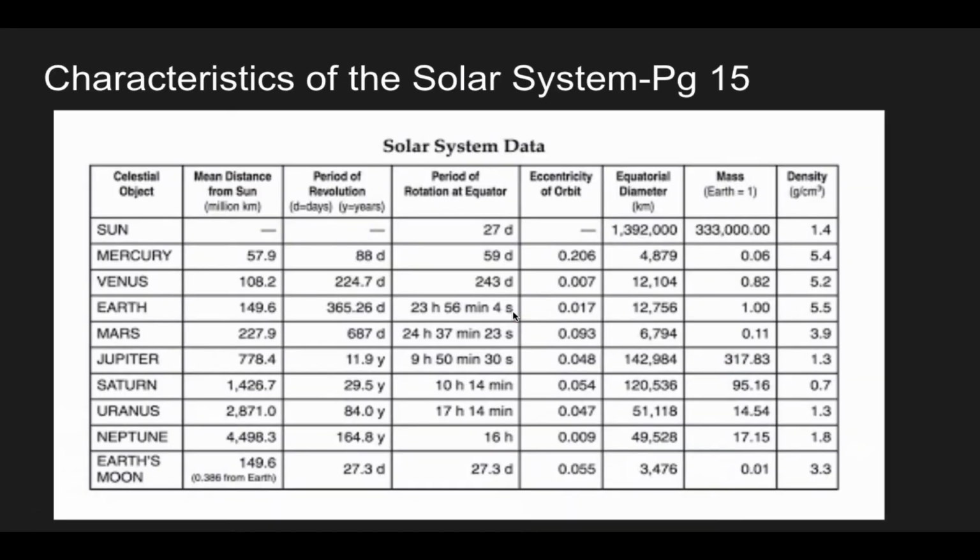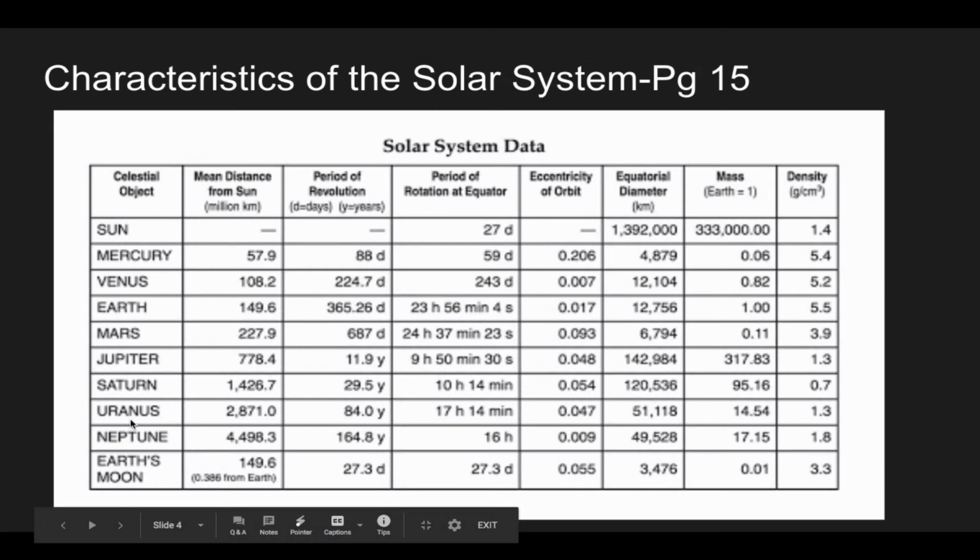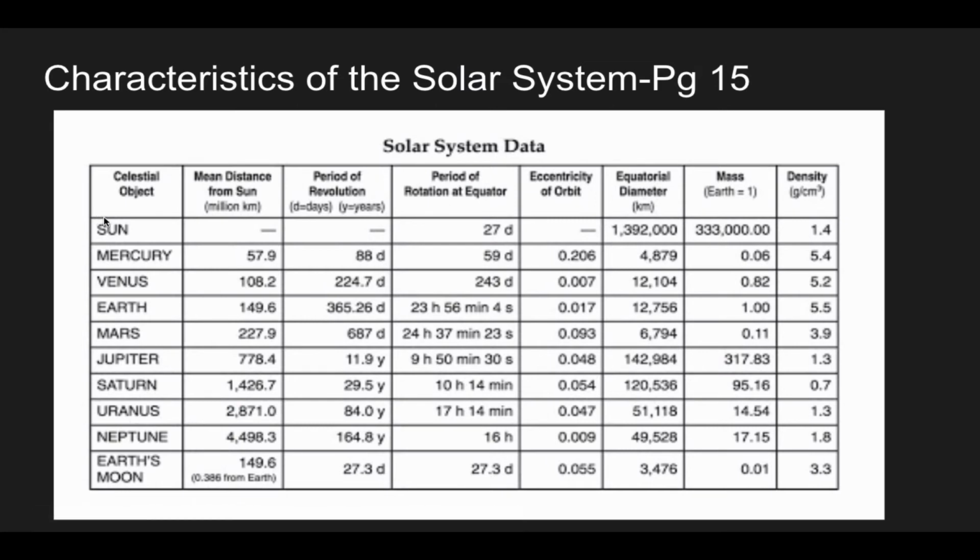Alright, so now that we got terrestrial and Jovian planets out of the way, let's take a look at the characteristics of the solar system diagram on page 15. I want you guys to notice, what do we see here? What's in the rows of the chart? What are in the columns of the chart? Right. In the rows of the chart, we have individual planets, and it includes the sun and Earth's moon, which are not planets, but they're part of our solar system. It has the planets' names, and then in the columns here at the top, it has the different characteristics that you might find.